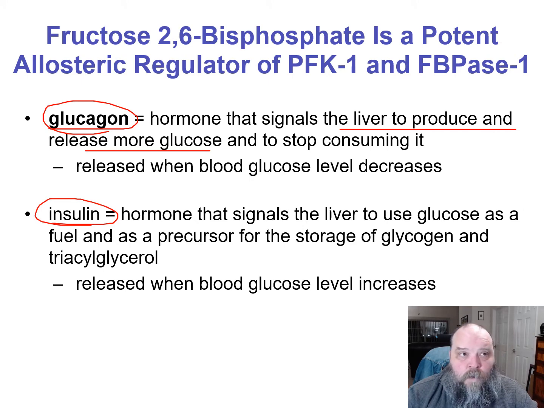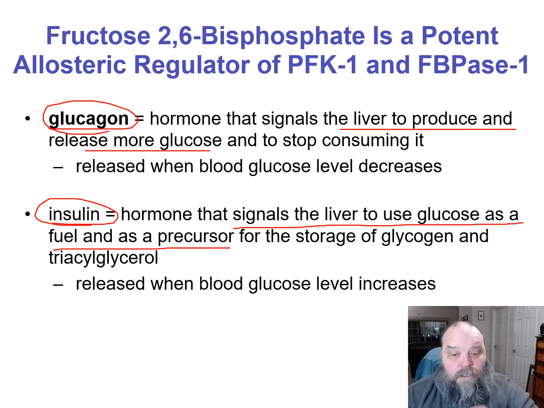Take whatever you've got there in the cell, convert it back to pyruvate, take the pyruvate, convert it back to glucose, and get it into the blood. On the flip side, you have insulin. Insulin tells the liver, yeah, we got enough, get the sugar out of the bloodstream, get it into the cell, start using it. Make glycogen if you have to, or break it down and use it in glycolysis.